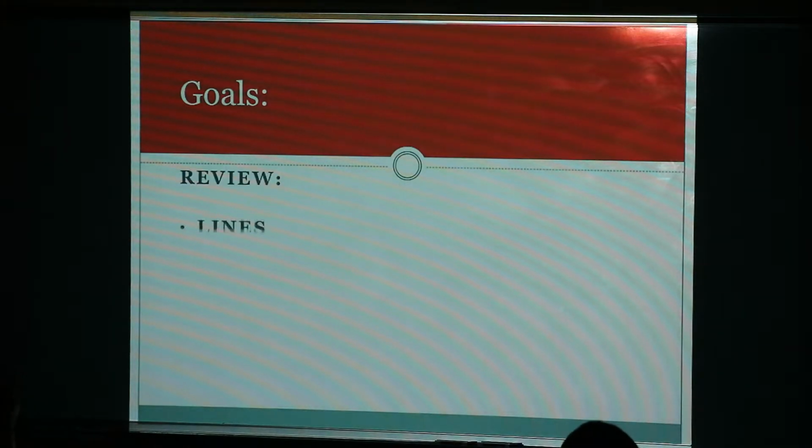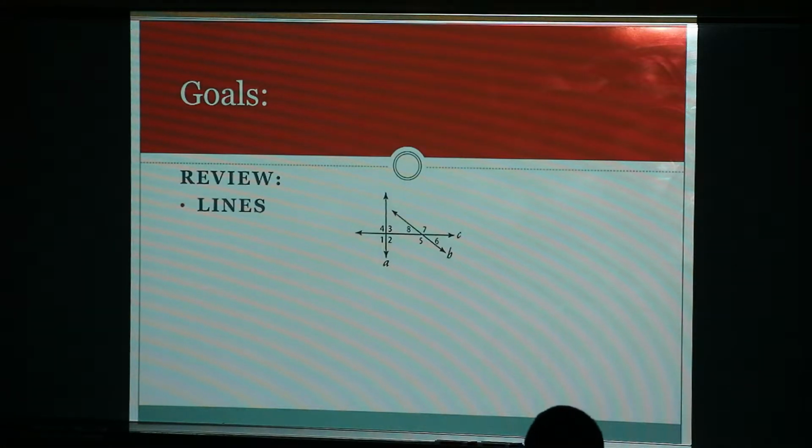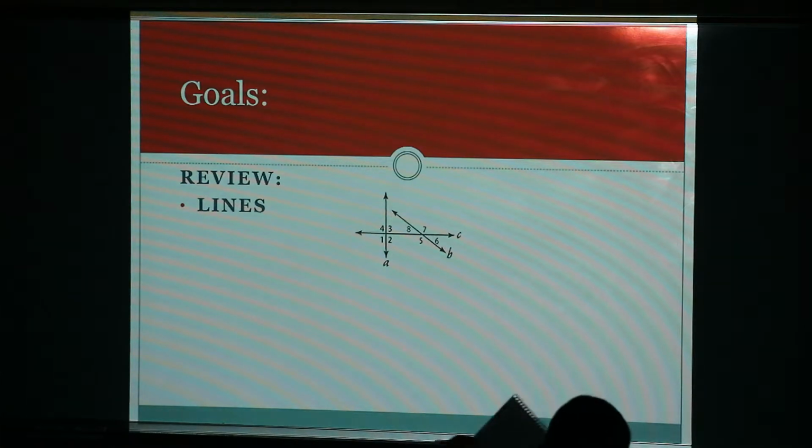Perfect. So goals today. Let's do a quick review of lines. These are lines, right? They have arrows on them. They don't stop. The big thing about lines is that they can intersect, they can be parallel, or they can be skew. There's three types of interactions or non-interactions. Obviously, in this picture, all three lines are intersecting. They're crossing. If they're parallel, they wouldn't touch. They'd be on the same plane, but they wouldn't cross each other. We looked at that yesterday.